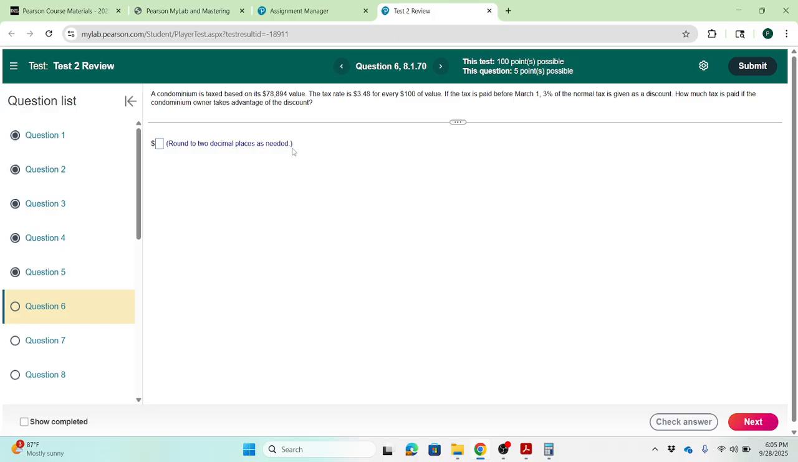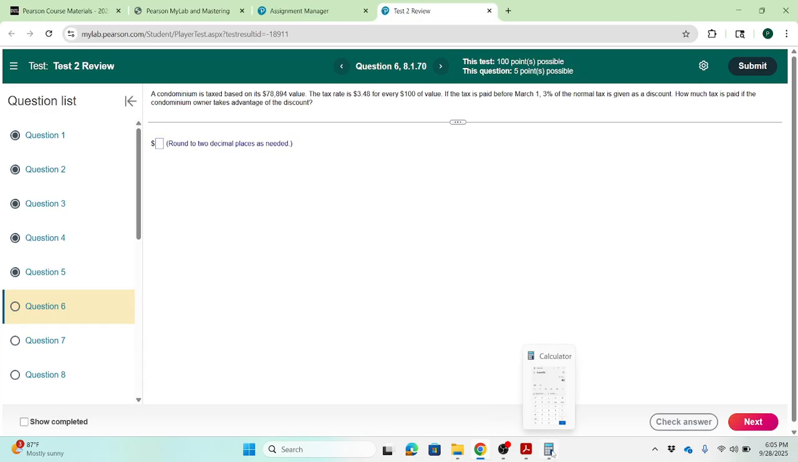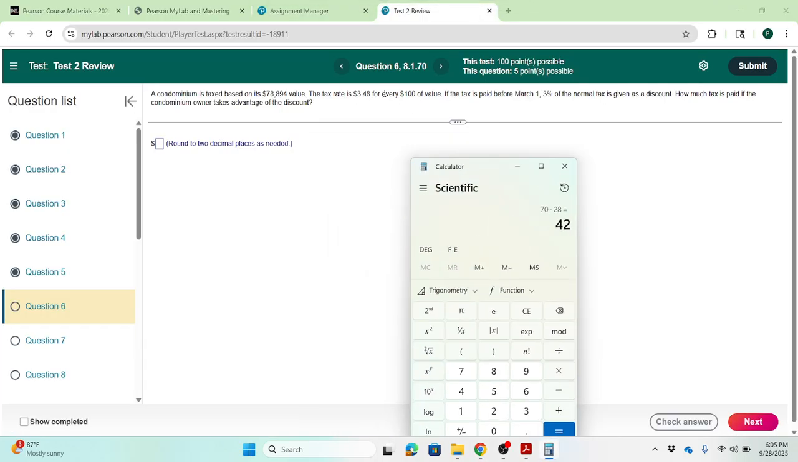So the tax rate is 3.48% because 3.48 for $100 means that's the percentage. And if the tax is paid before March 1, 3% of the normal tax is given as a discount. So not in the rate, but 3% of the normal tax. So what is the tax for 78,894? This is the 3.48%.